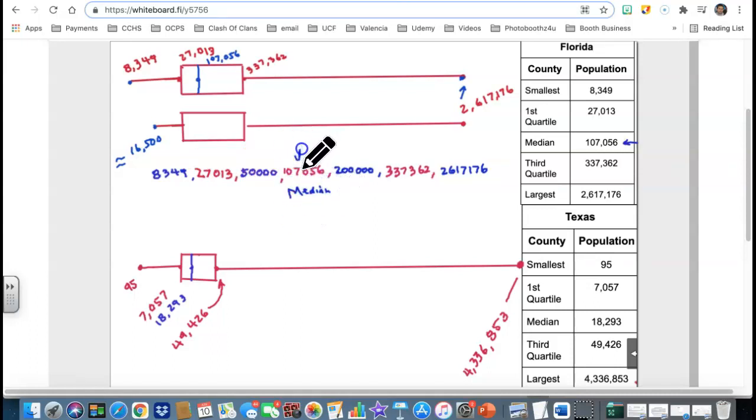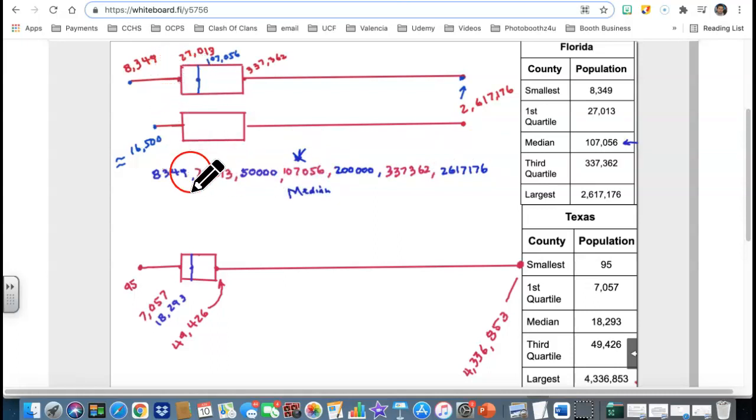Why? Because I have 1, 2, 3 to the right, and I have 1, 2, 3 to the left. Middle value, median, taken already. Now, that's the median, the blue line. What about my first quartile? To the left is the first half of the data. To the right is the second half of the data. Okay, so the median is going to divide the whole data in 2 halves.